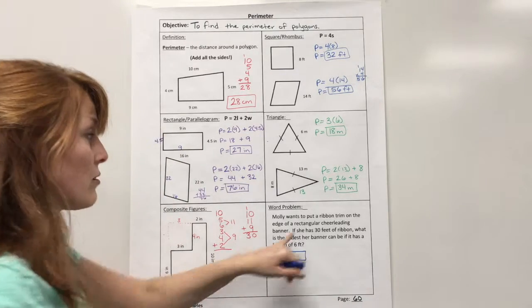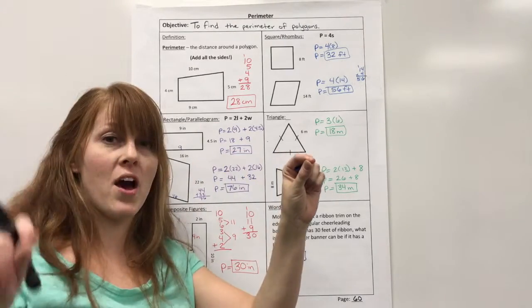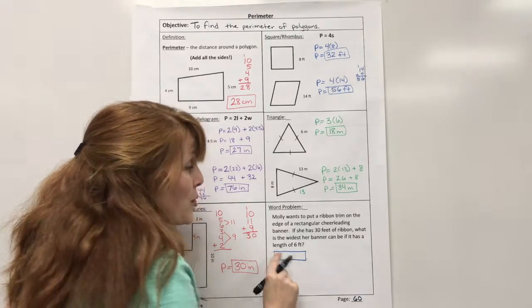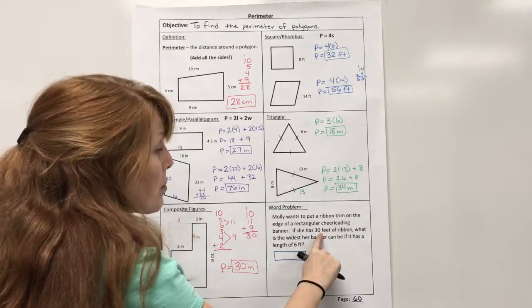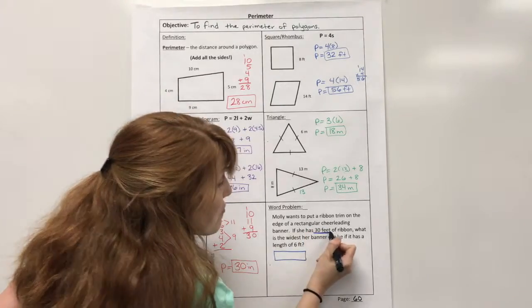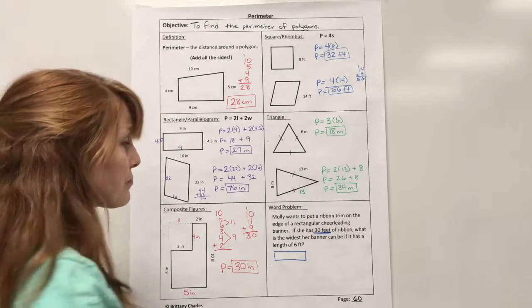All right, well, here's what I mean by a cheerleading banner. It's rectangular, okay, so I draw a rectangle. The ribbon, I'm putting ribbon around the edge. So that means it's going to be around right here. So in other words, the perimeter. The ribbon is only 30 feet long, so that's telling me right here that 30 feet is my perimeter. Okay, so I know all the way around is 30.